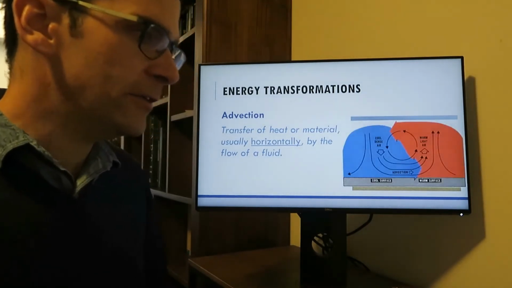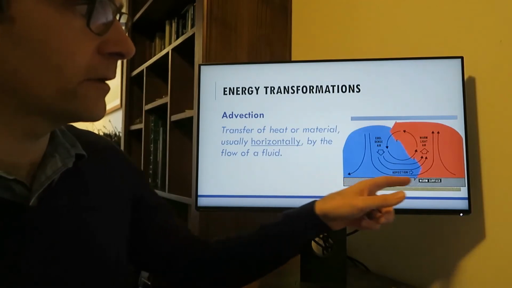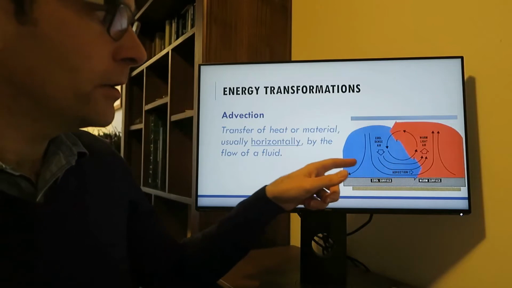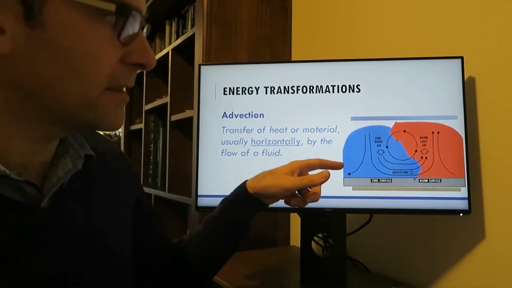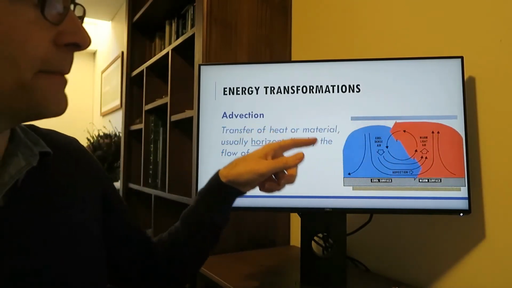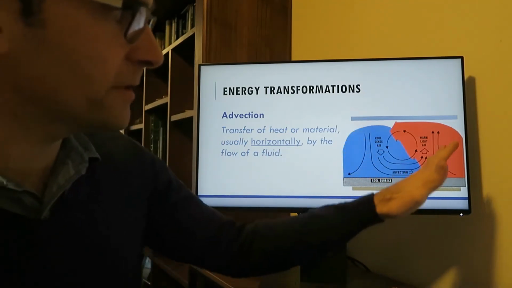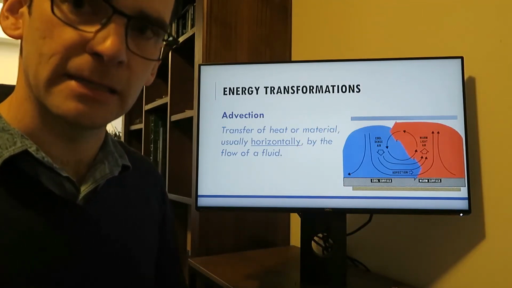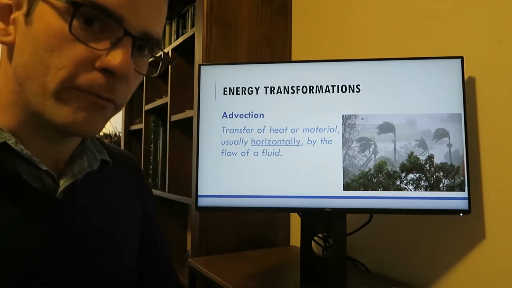All right. So if we think of the two terms, advection and convection. If we're thinking of an atmospheric convection cell, the advection process is the horizontal movement of the cell as it's moving either along the surface of the Earth or along the upper atmosphere. Okay, so advection is this horizontal movement, whereas convection is this process of moving up and down due to differences in densities.